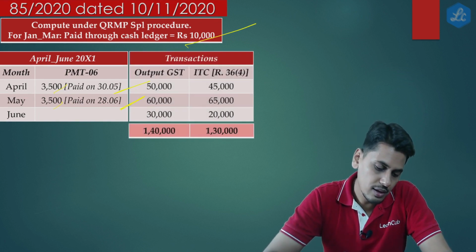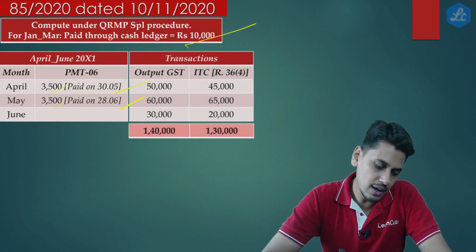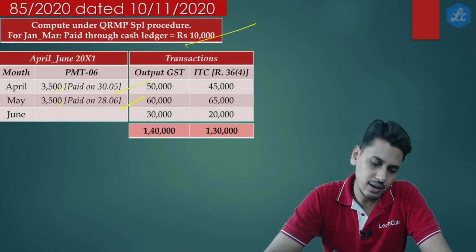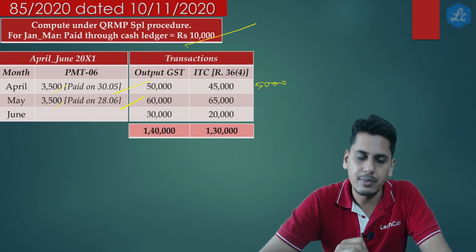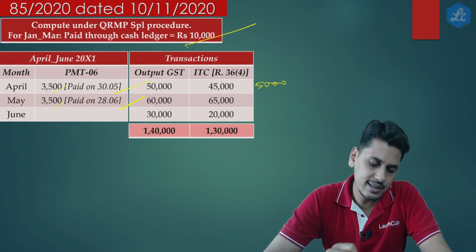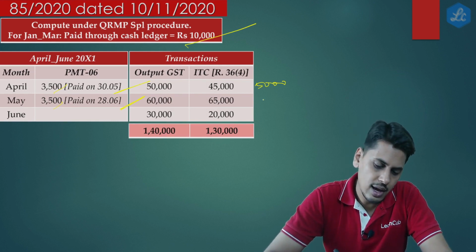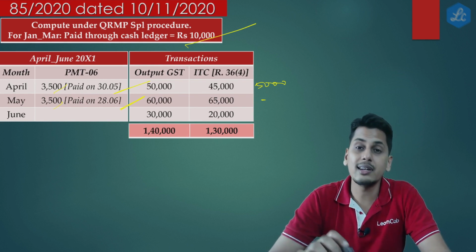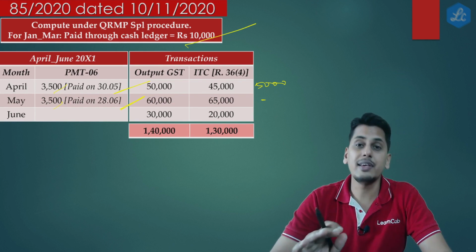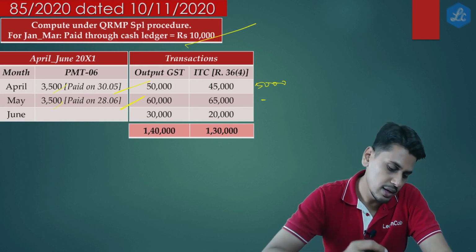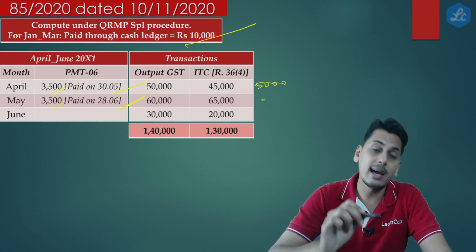Actuals remain same. What we have seen in the previous example. Output is 50, ITC is 45. Ideally, he should have paid 5,000 had he been under self-assessment. For the month of May, 60 is output, 65 is ITC. Ideally, he should not have deposited anything had he been under self-assessment. But he has chosen fixed sum method. So therefore, he has paid 3,500 and he has paid another 3,500.